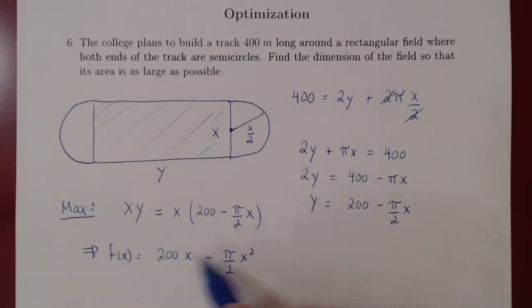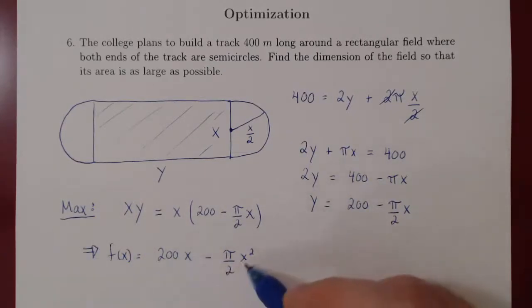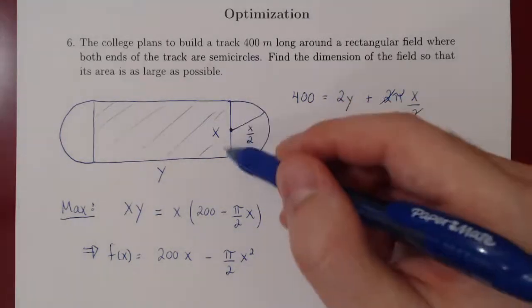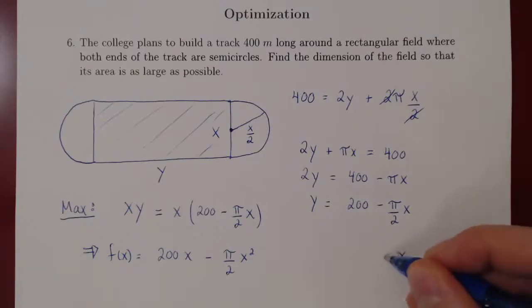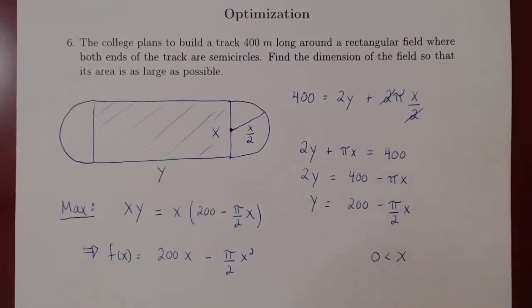We're trying to maximize this function. This is a function of x. Again, we have to look at the range of possible x values. Well, let's look at what we have. X is the width of our field, so clearly x is going to be positive. If x is 0, we have no field. How big can x be?